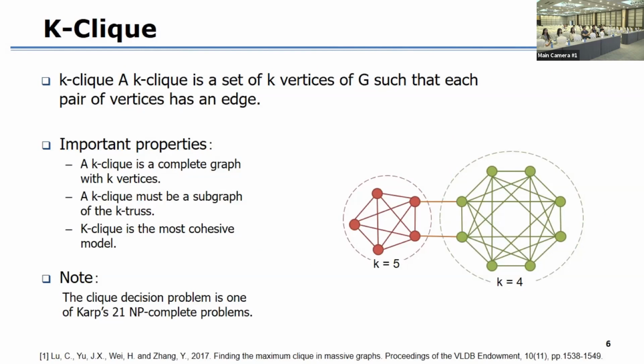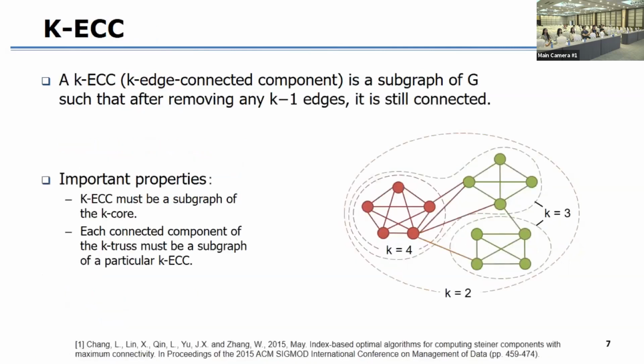A k-edge connected component is a subgraph of G such that after removing any k-2 edges, the subgraph still remains connected. A k-edge connected component must be a subgraph of the k-core, and each connected component of the k-truss must be a subgraph of a particular k-edge connected component. This directly follows from the definitions of k-core, k-truss, and k-edge connected component.